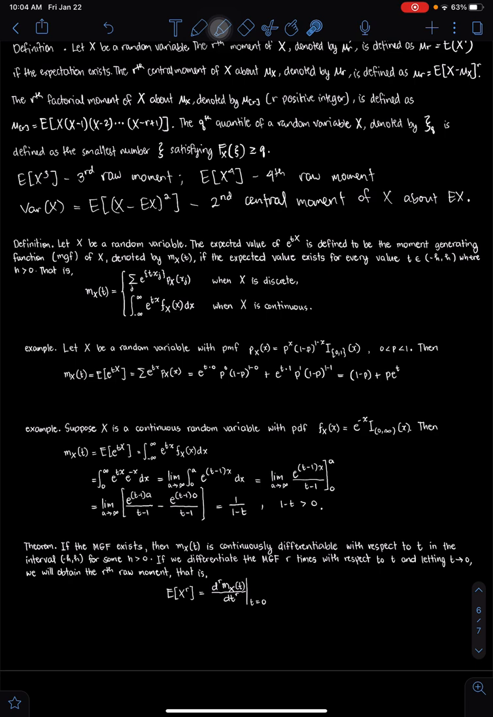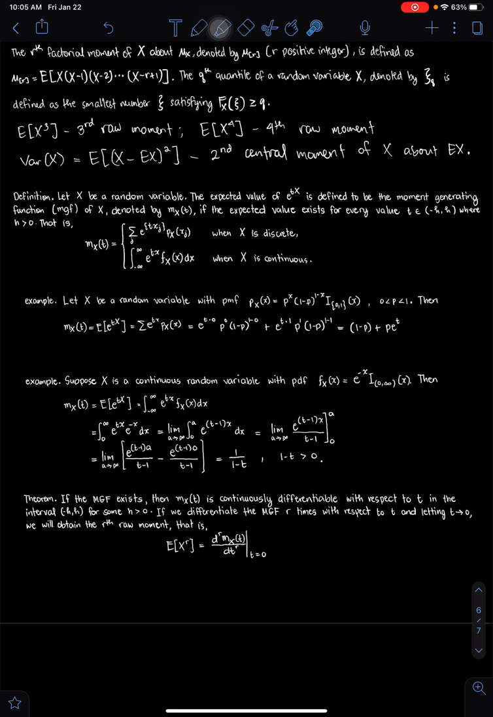So since X takes on only values 0 and 1, when X is 0, we will have e to the t times 0, and then the PMF is p to the 0 times 1 minus p to the 1 minus 0, plus when X is 1, we will have e to the t times 1 times p to the 1 times 1 minus p to the 1 minus 1. We simplify that one and we will get 1 minus p plus p times e to the power t. Okay, so this is the moment generating function of this random variable X, whose probability mass function is given by this one.